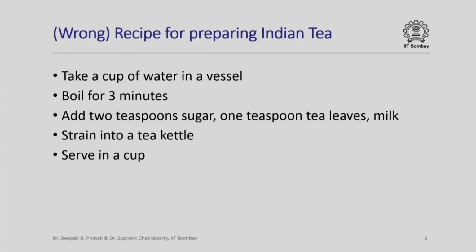Consider now the same recipe for preparing Indian tea where the steps are exchanged. Look at these steps. Take a cup of water in a vessel, boil for 3 minutes, add 2 teaspoons sugar, 1 teaspoon tea leaves, milk, strain into a tea kettle and serve in a cup. Note that the steps are same as the previous recipe shown in the last slide, except that 2 steps have been interchanged. The question is, will I get the right kind of Indian tea?